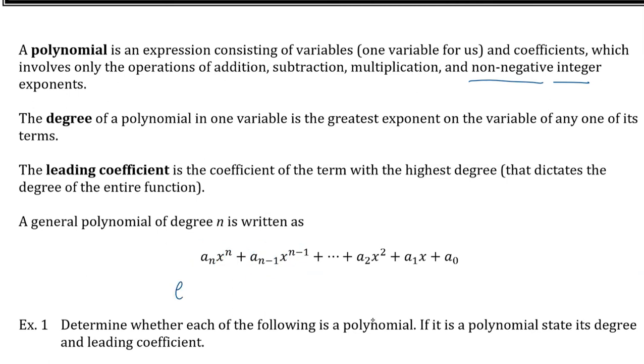So for example, I would write x to the 5 plus 2x to the 4 plus 7x to the 3 minus x squared plus 2, right? So that's like 0x to the 1 plus 2. That's how we would write that. And that's a degree 5, leading coefficient is 1. That's how that works. And that's all this is saying.